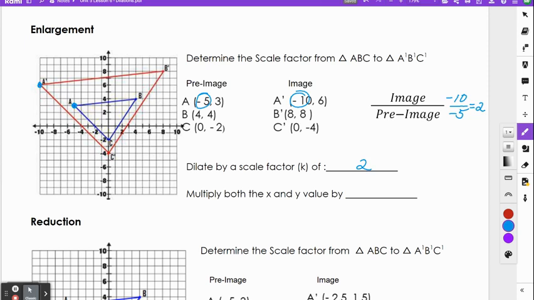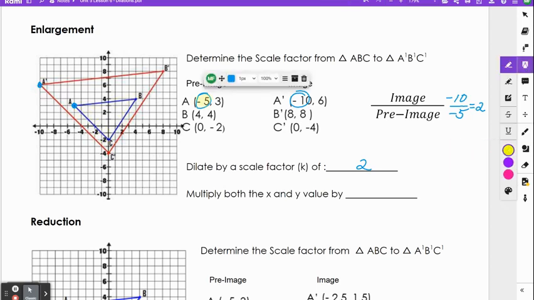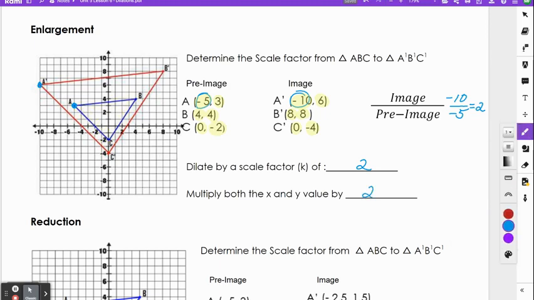And when we have that, we're going to multiply both the x and the y by a value of 2. So if you notice, let me get my highlighter here. -5 times 2 is -10. 3 times 2 is 6. 4 times 2 is 8. 0 times 2 is still 0. And -2 times 2 is -4. So we're multiplying both the x and the y by our scale factor, which is a value of 2.